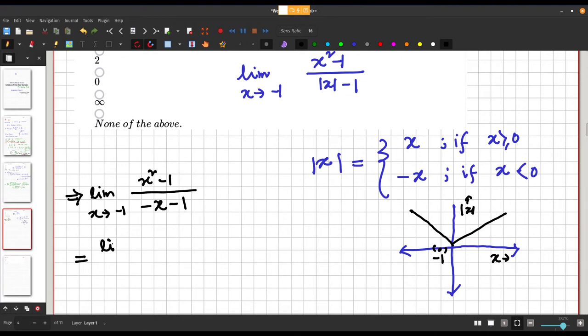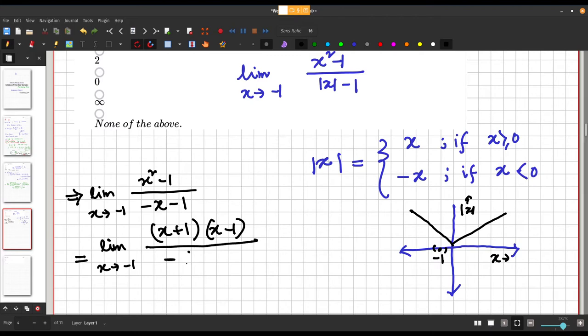Again, this can be simplified. The top part we can write as x plus 1 times x minus 1. We can take a negative sign common and this will be 1 plus x on the bottom, and on top and bottom this x plus 1 will get cancelled out and we will be left with limit x tends to minus 1 of minus of x minus 1.